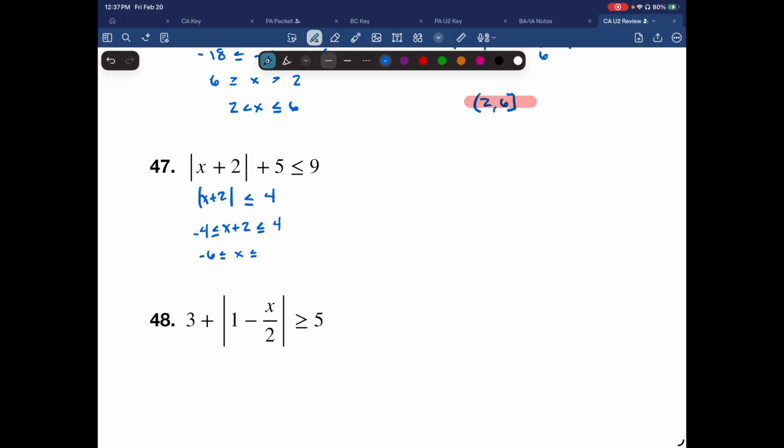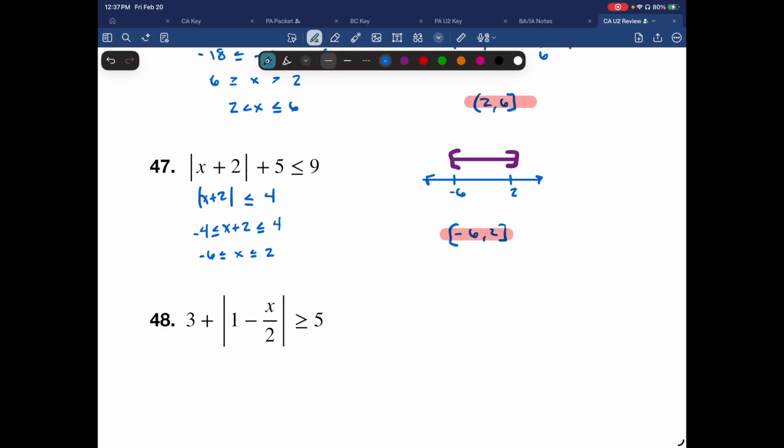All right, I can graph this. So I got negative 6 on one side, 2 on the other. They're both brackets, and I shade in between. Okay, and then that's going to be negative 6 comma 2, bracket on both sides for my interval. Again, that's what we're looking for.